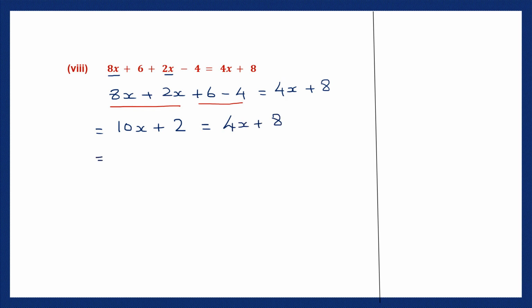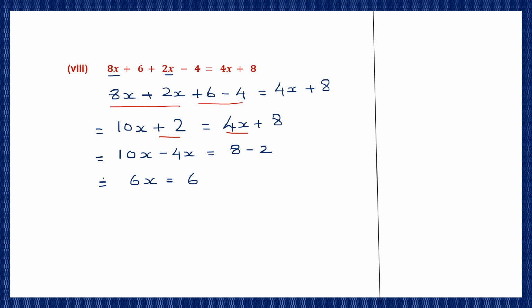Now let's keep all the x terms on the left hand side. So here we'll have 10x. I'm going to bring 4x from the right hand side to the left. So this becomes minus 4x. And I'm going to leave 8 there and I'm going to move plus 2 to the right hand side. It becomes minus 2. So here 10x minus 4x, 10 minus 4 is 6, and 8 minus 2 is 6.